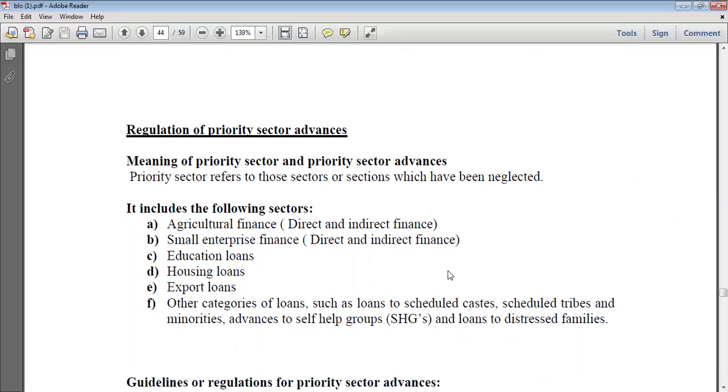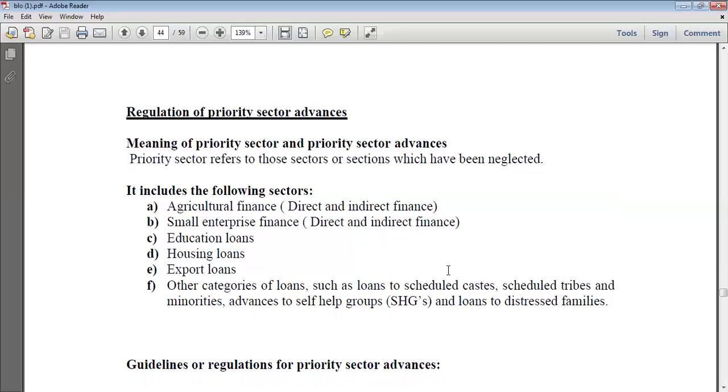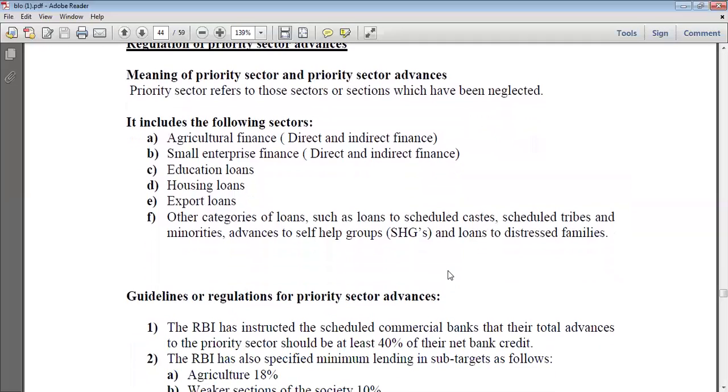It includes the following sectors: agricultural finance, small enterprises finance, education loans, housing loans, export loans, other categories of loans such as scheduled caste, scheduled tribe and minorities, advances to self-help groups, SHGs, and loans to distressed families. These are the majorly neglected sectors, and we cannot easily recover the money from these people.